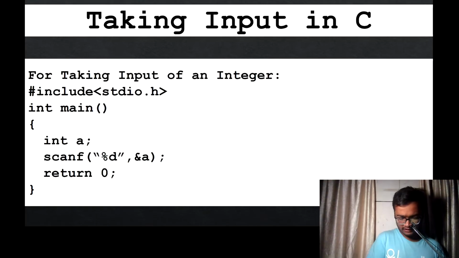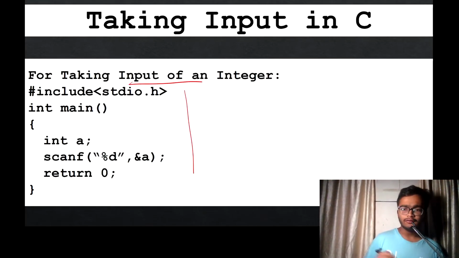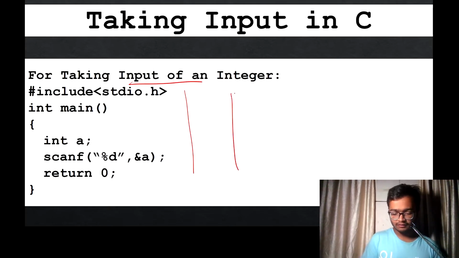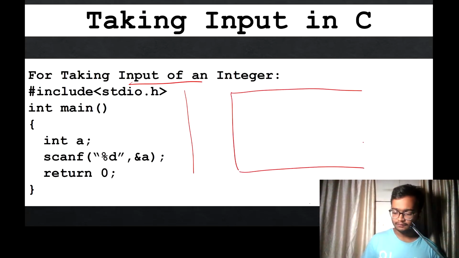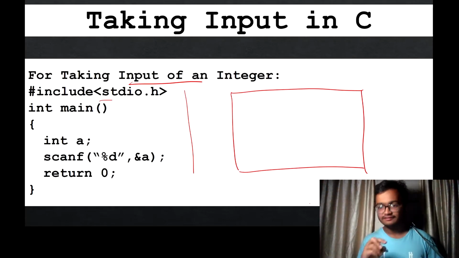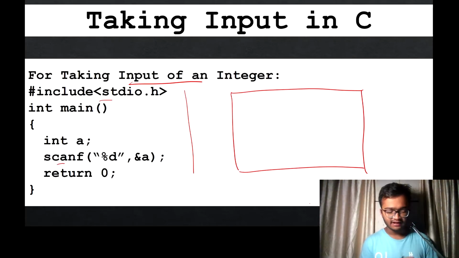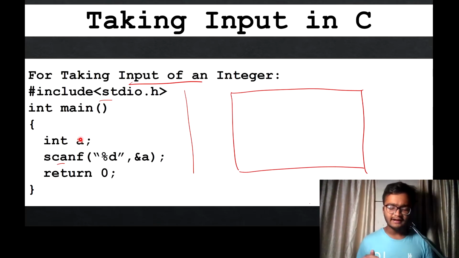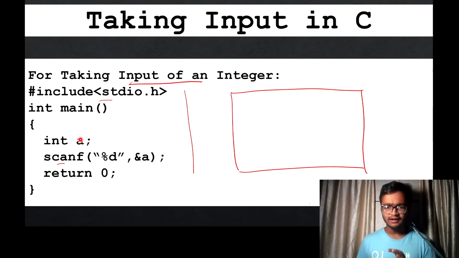For taking input of an integer, the code over here explains how to take input of an integer from the user. Let's start our output screen over here. The first line is #include <stdio.h>, which is the header file inclusion for using scanf. After that we write int main, and our braces open. Then we declare int a as the variable to store the integer which the user is giving.